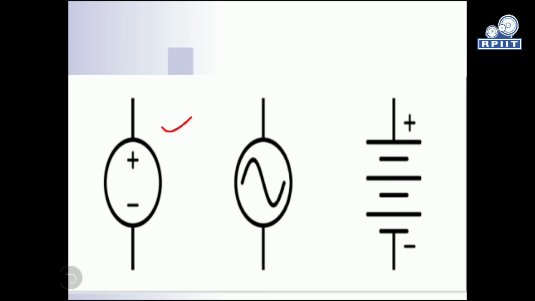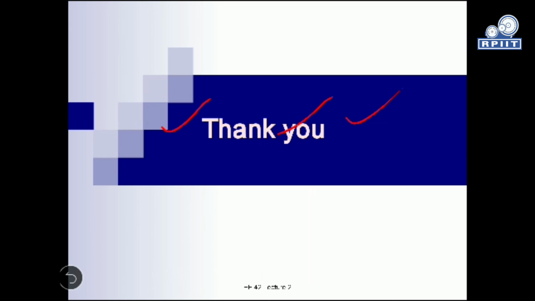This is our representation for the direct current source or voltage source, the sinusoidal voltage source is this one, and this is our battery source. So this is all about the voltage and current sources in the ideal format, and the dependent or independent sources.